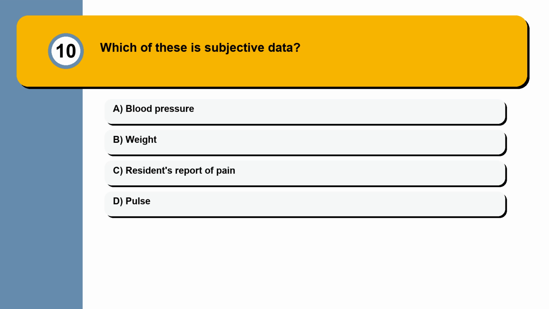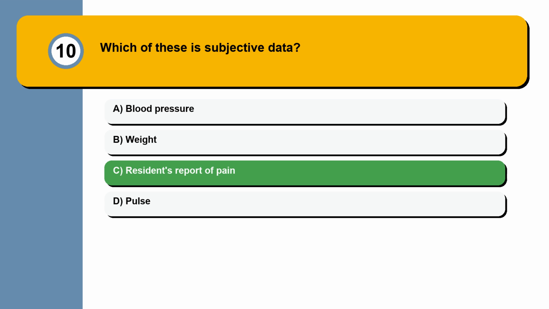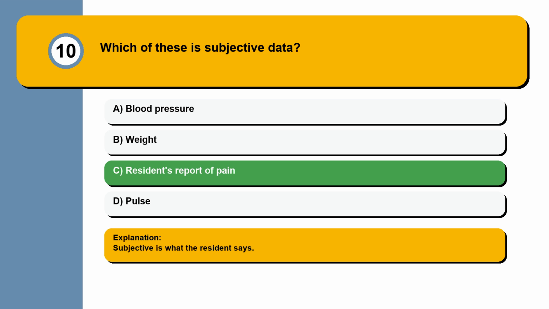Question 10. Which of these is subjective data? Blood pressure. Weight. Resident's report of pain. Pulse. Subjective is what the resident says.